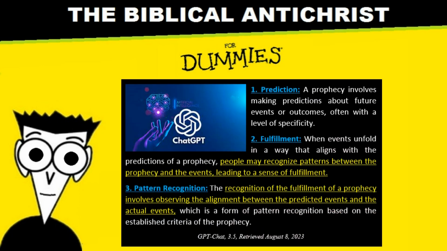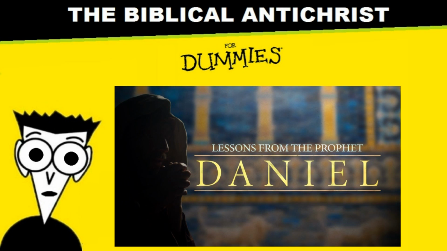End quote. According to artificial intelligence itself, pattern recognition is also how we discover that a prophecy has been fulfilled. Quote, "When events unfold in a way that aligns with the predictions of a prophecy, people recognize patterns between the prophecy and the events, leading to a sense of fulfillment." End quote. In prophecy, pattern recognition is also used for survival. Many of the topics involving prophecy, just like in nature, are actually pattern recognitions to assist in survival.